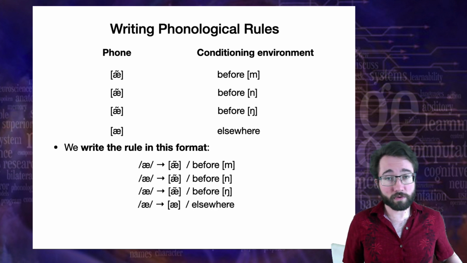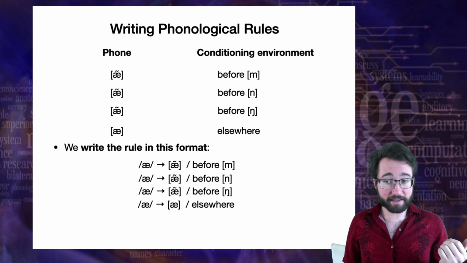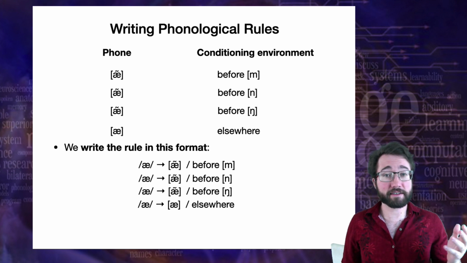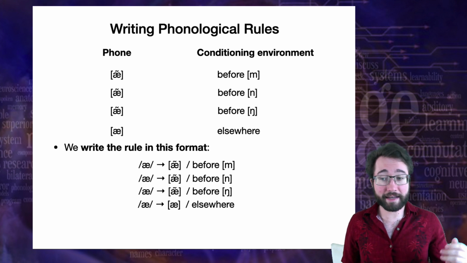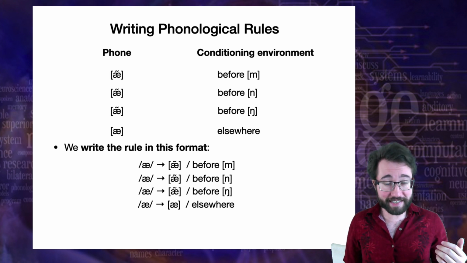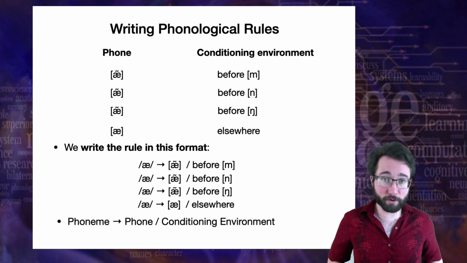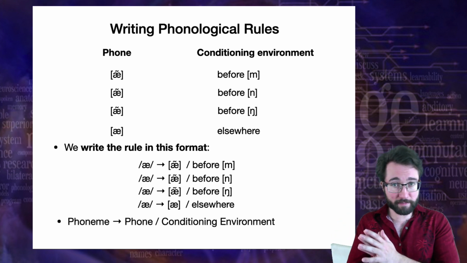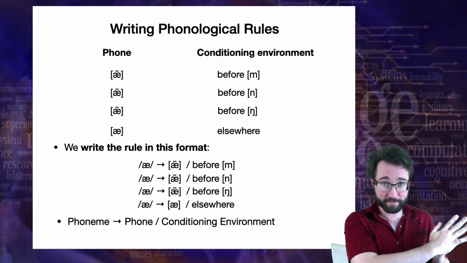So the set of rules for a in English looks like this. The phoneme a is expressed as the sound nasalized a when it appears before m, and before n, and before eng, and it's expressed as the sound unnasalized a elsewhere. The general format for a rule is you write the phoneme, and then the arrow, and then the phone, and then the slash, and then the conditioning environment.